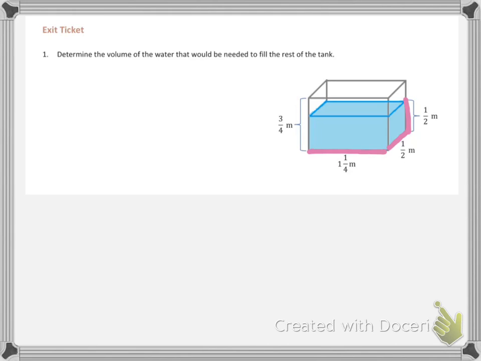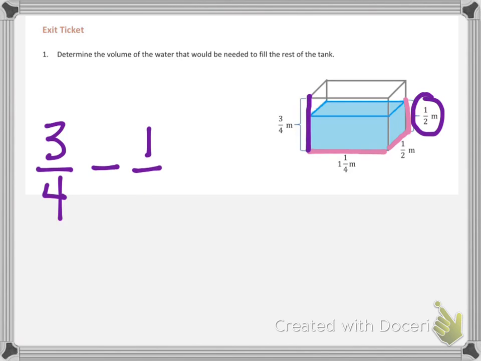So the first thing that you should do is take the height of the entire tank, 3/4 of a meter, and then subtract the height of the water, that's 1/2 meter. And once you do that, it will give you the height of the empty space, which is the third dimension that you need.